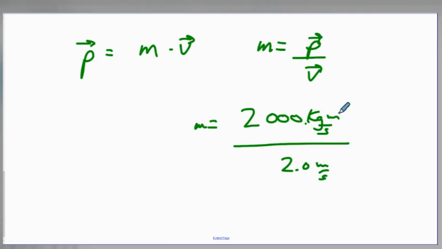And we should see that the meters per second are going to cancel out. The units I'm left with are kilograms. So it's 2,000 divided by 2. The mass is equal to 1,000. Oh, let's get some significant digits here. 1,000 kilograms.